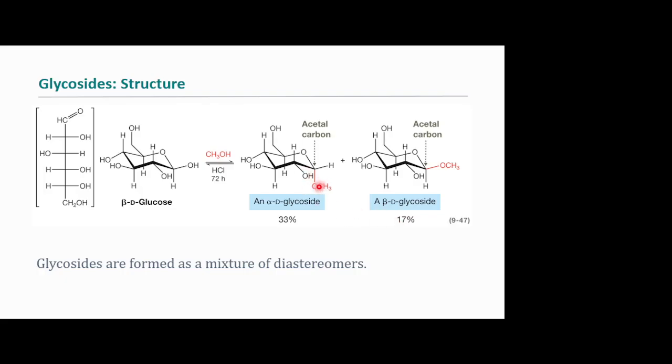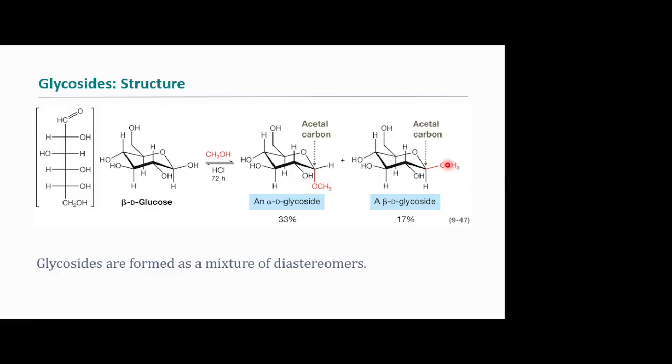Okay, so this is the oxygen right here that we're looking at. This is the acetal carbon here. If this is on the opposite side to this carbon here, which is the 6th carbon, then this is going to be an alpha. So this is an alpha D glycoside. Or it would be, if it was just glucose, it would be an alpha D glucose. This was an OH.